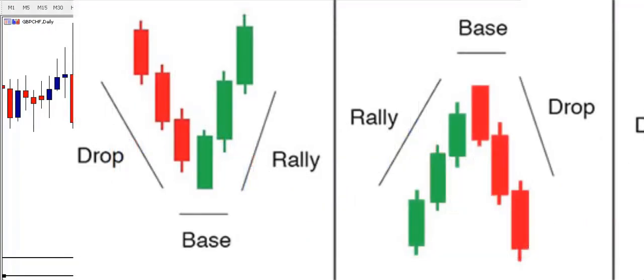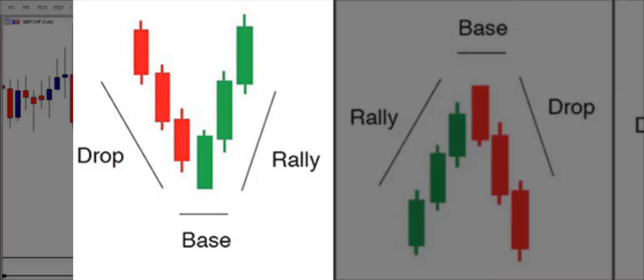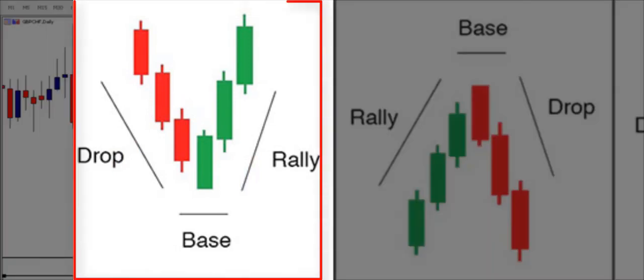Now let's move to another different demand zone pattern, which is the DropBaseRally. The DropBaseRally is a structure which always forms a demand zone in the market. This pattern differs from what we've just looked at mainly because of their location in the market.